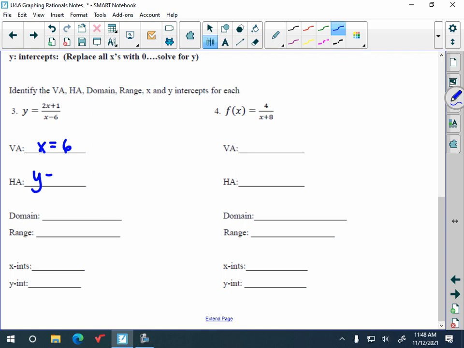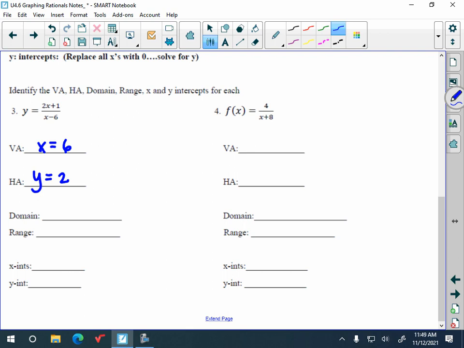All right, horizontal asymptote would be what? y equals 2. Good. All right, so you have an x on top, x on the bottom. So we take the coefficients in front of the x's for the horizontal. So it's 2 over 1. The 1 and the -6 have nothing to do with the horizontal asymptote.